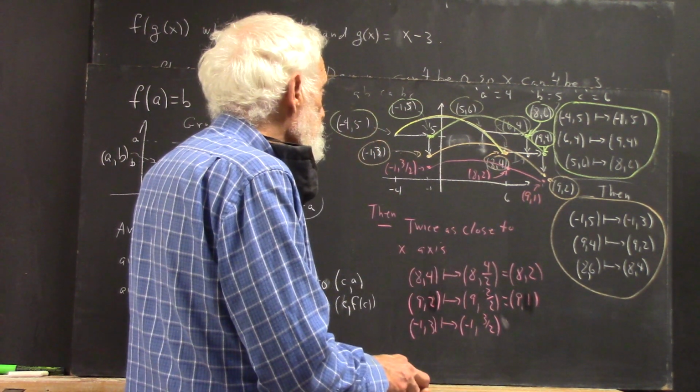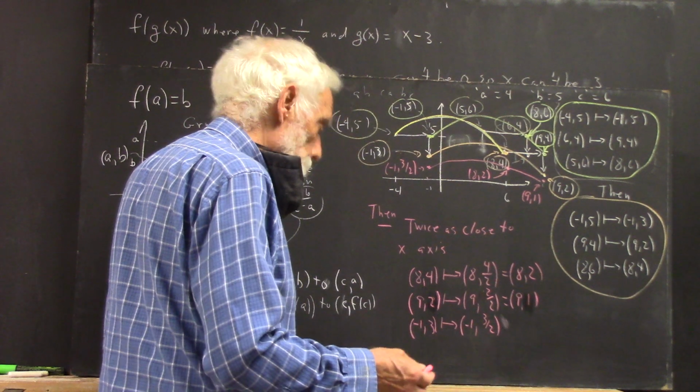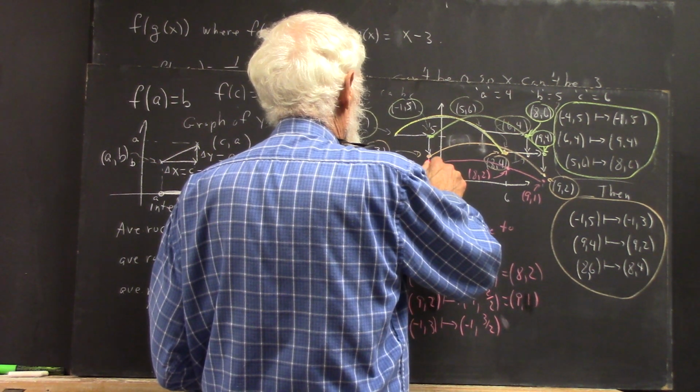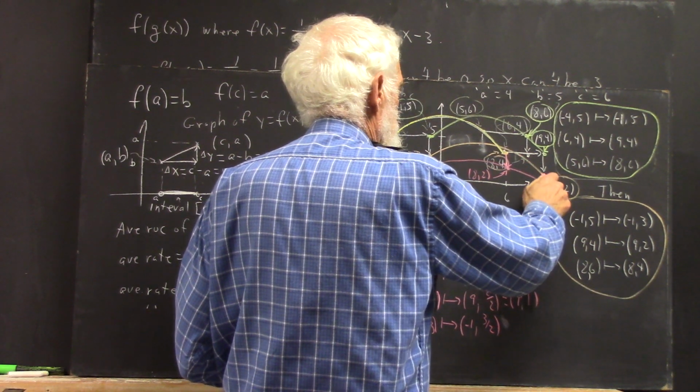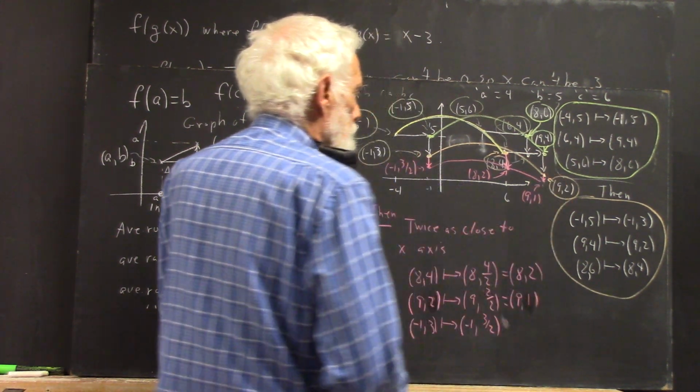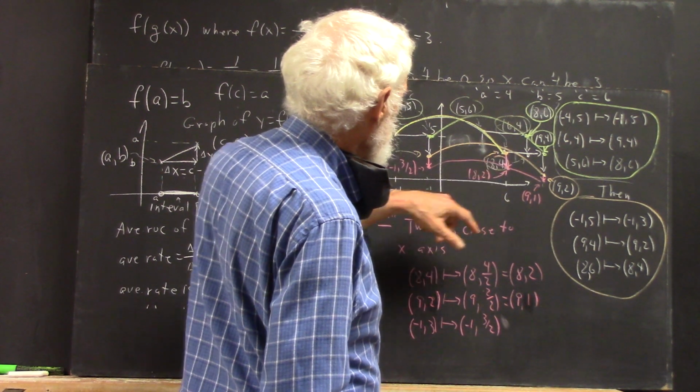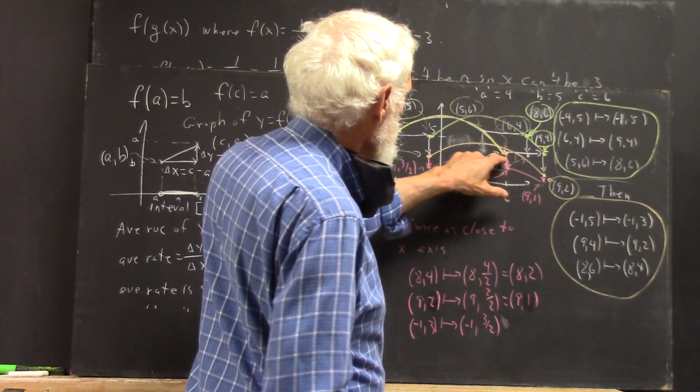So the arrows representing this transformation could be drawn like so. Okay, this arrow is shorter than this one. This one is kind of in between these two.